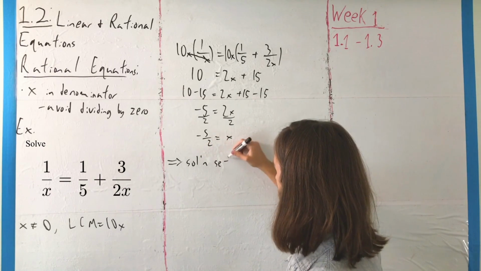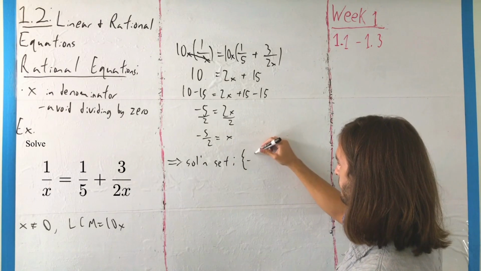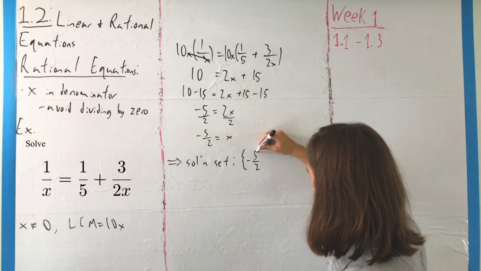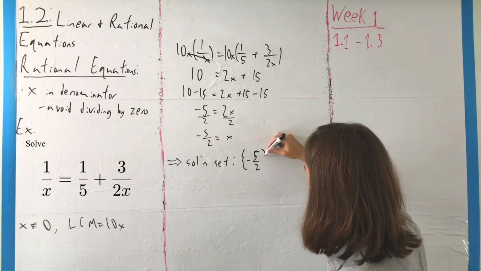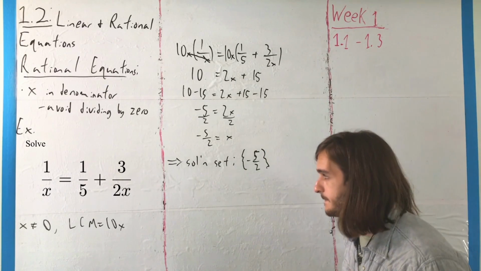Our solution set here is negative 5 halves, just like we saw.